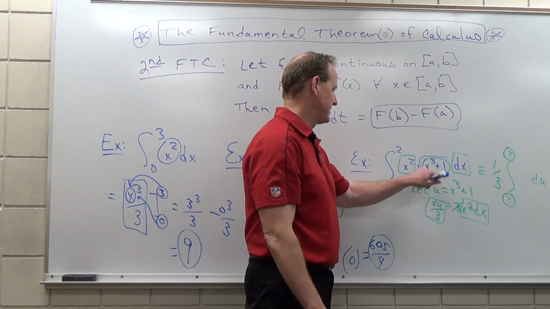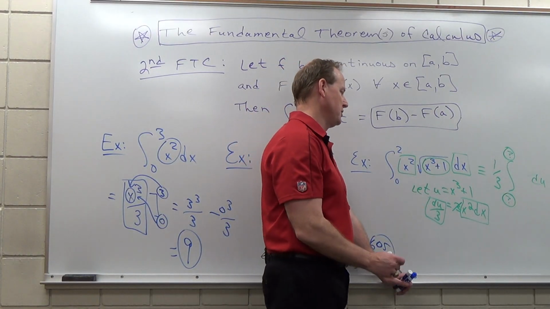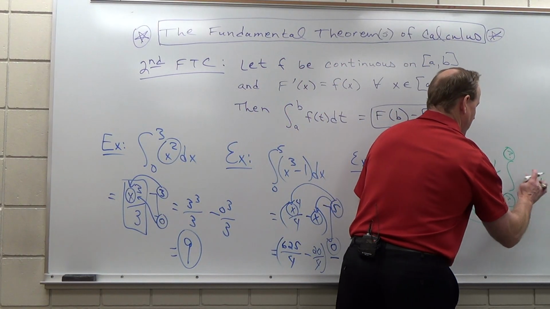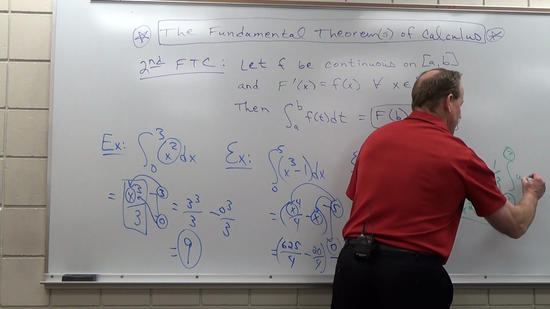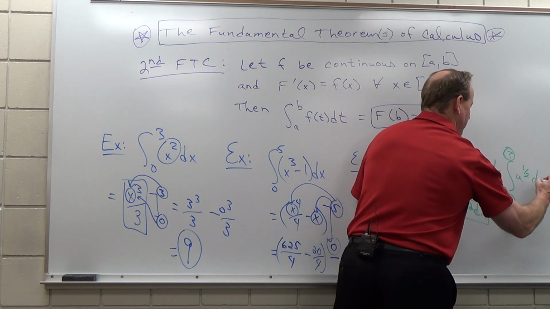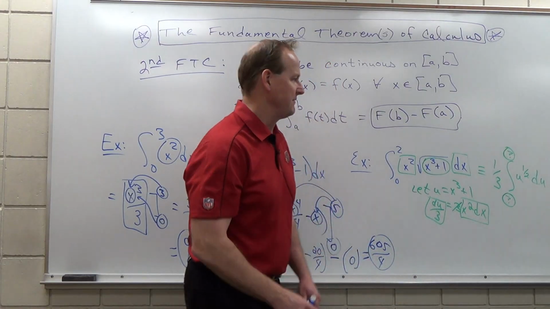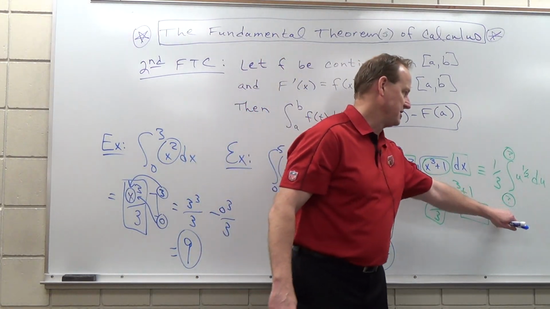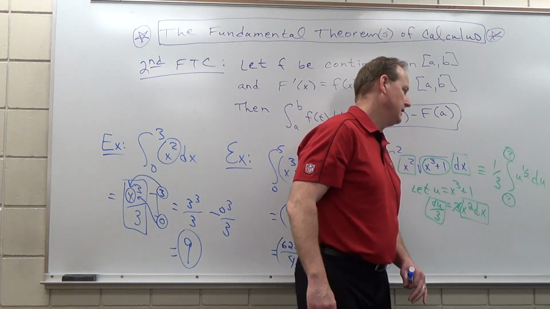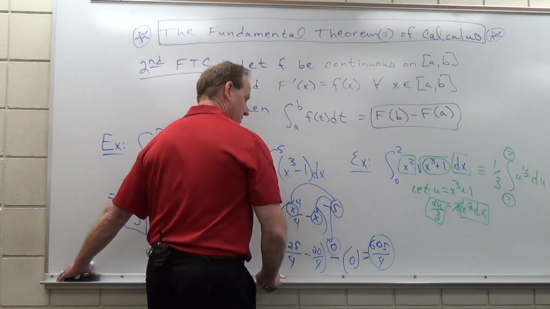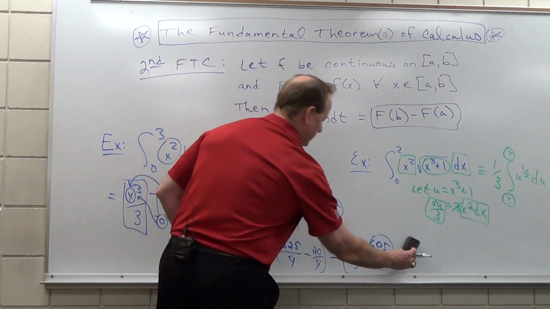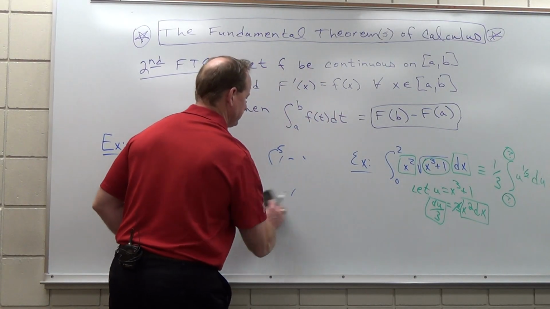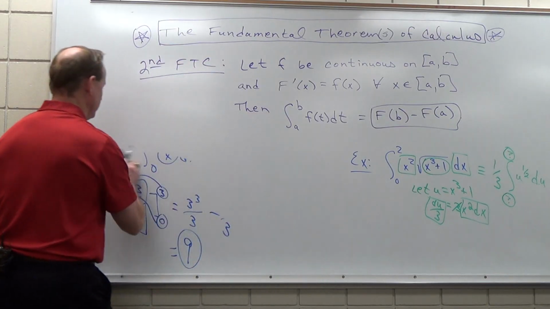And then instead of the square root of x cubed plus 1, this is the square root of u, which I'm going to write as u to the 1/2 power. And once again, since I'm not evaluating anything yet, I'm going to just ignore what those upper and lower limits are in terms of u. So I'm going to give myself a little room.